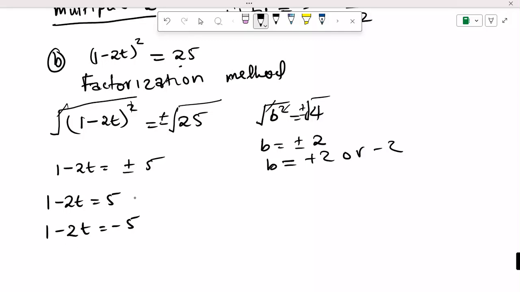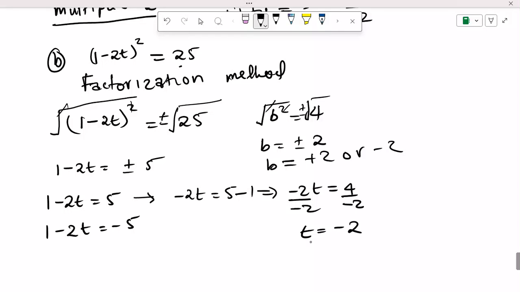So start with this one. You take 1 to the other side. So you have negative 2t is equal to 5. 1, when it crosses the equal sign, it will be minus 1. This implies that negative 2t is equal to 5 minus 1, which is 4. So divide by negative 2, divide by negative 2. So t equals 4 divided by negative 2, which is negative 2.